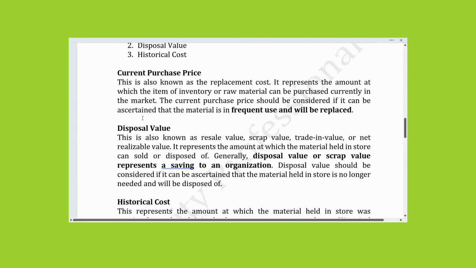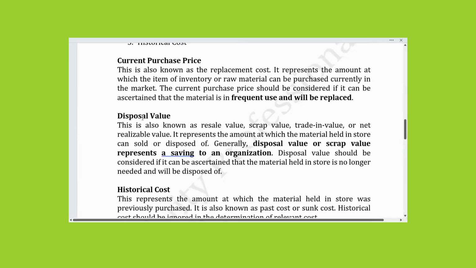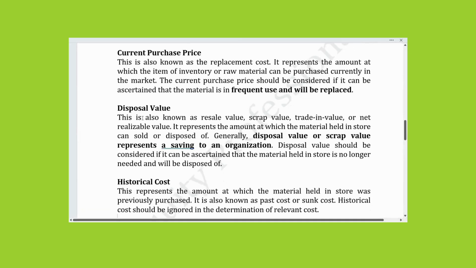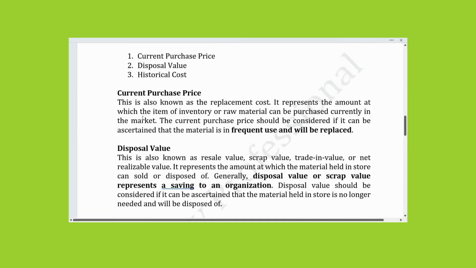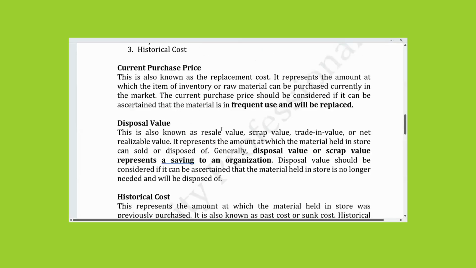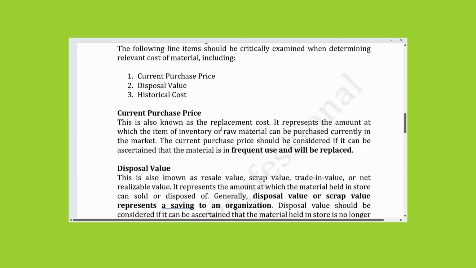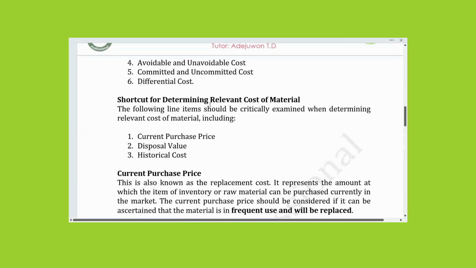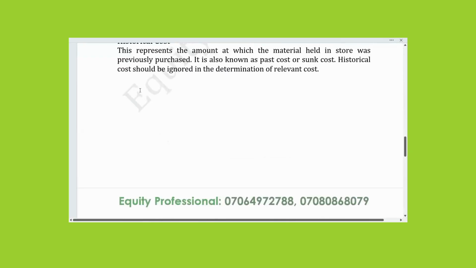So these are the things you need to consider anytime you want to determine the relevant cost of material. You must know the treatment of current purchase price, disposal value, as well as the historical cost. You must know the treatment of each. All right, so now let's talk about shortcuts for determining relevant cost of labor. As we have for material, we also have for labor.